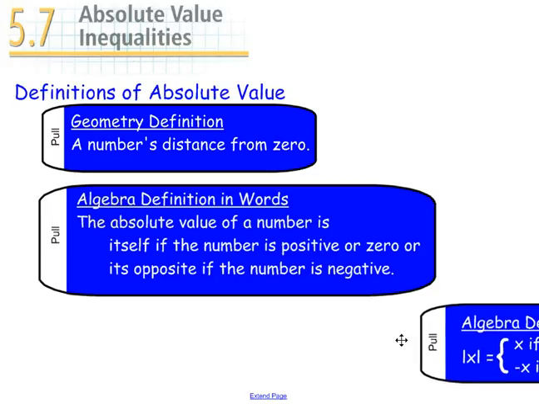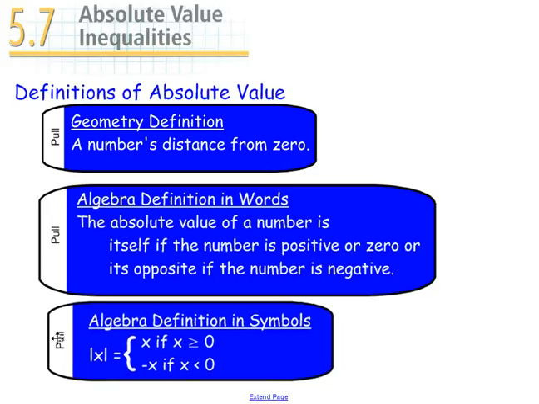We can also put it in symbols, and this is saying the absolute value of x is either x if x is greater than or equal to 0, and it's the opposite of x if x is less than 0, or if x is negative.